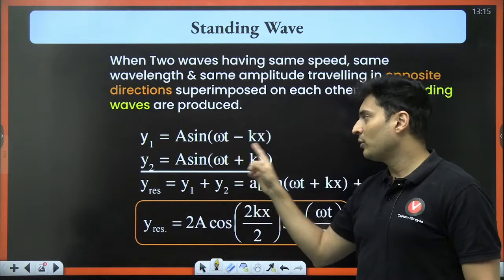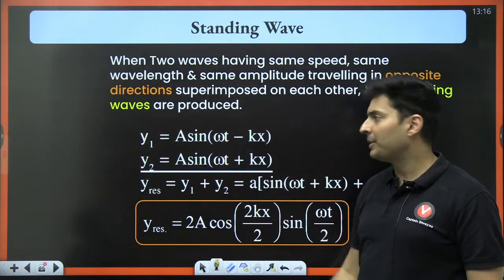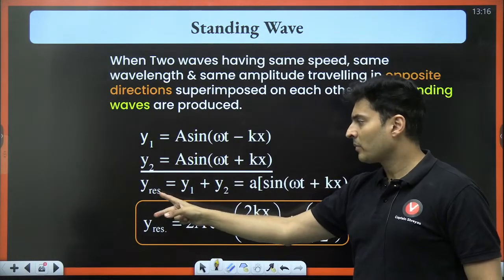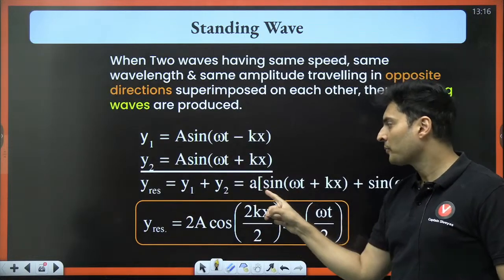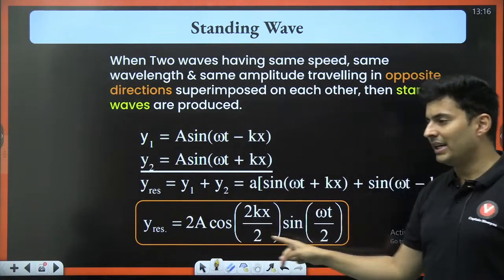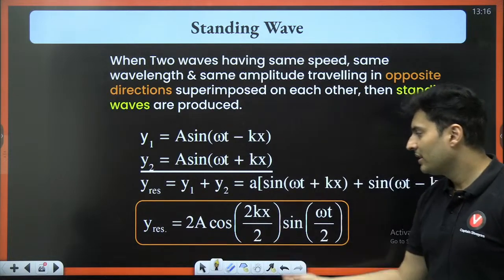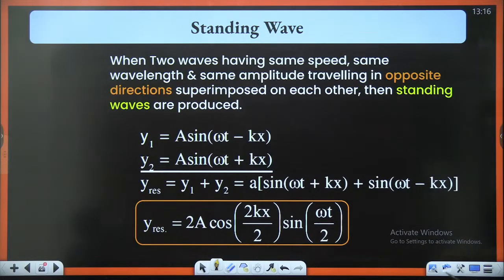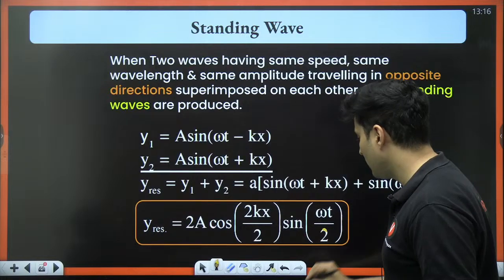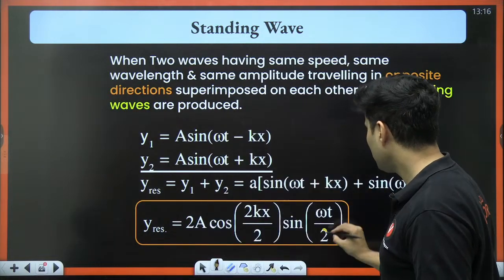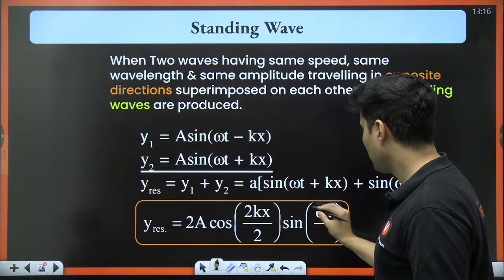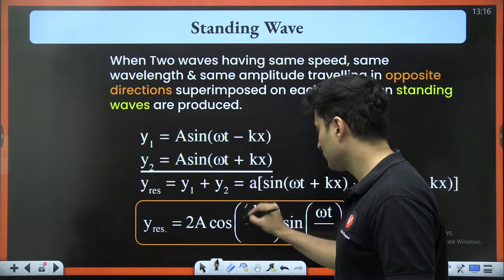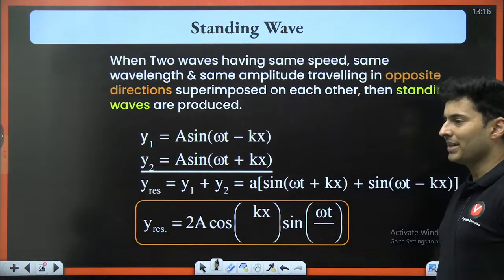So one wave is A sin(omega t minus kx) going in the positive direction, another wave is A sin(omega t plus kx) going in the negative direction. You add them, the resultant y1 plus y2, and you will get this combined equation: 2A cos kx times sin omega t. So this is what you should get. So this is the equation.